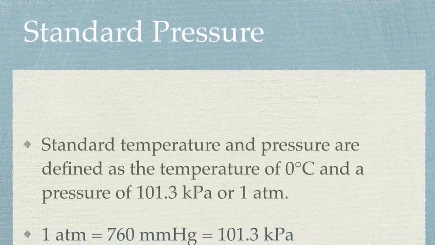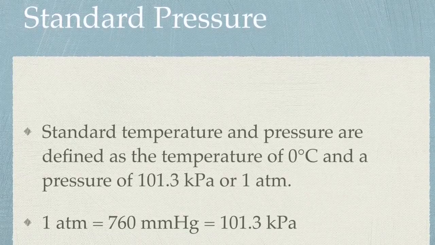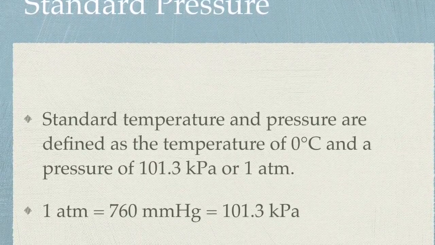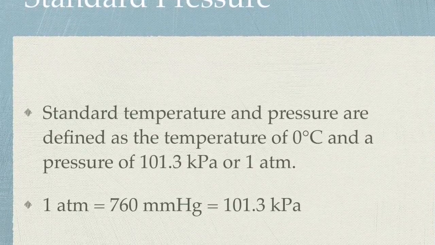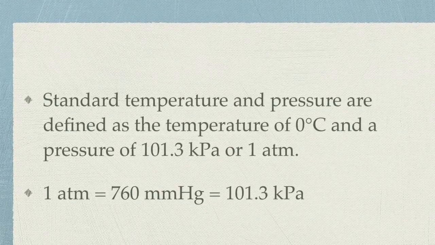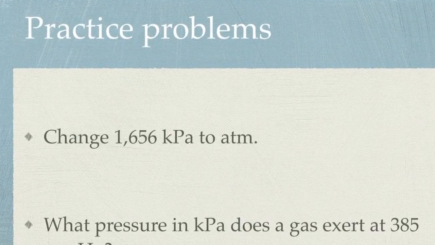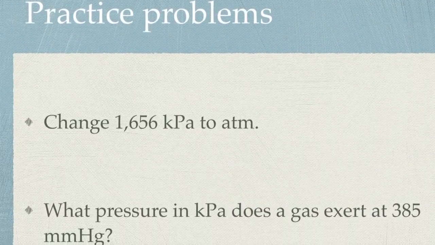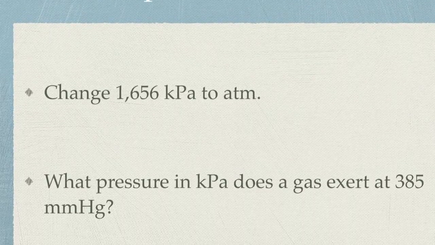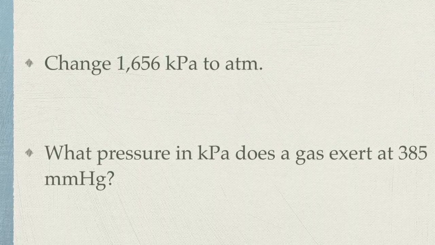Standard pressure. Standard temperature and pressure are defined as the temperature of 0 degrees Celsius and a pressure of 101.3 kPa or 1 atm. 1 atm equals 760 millimeters of mercury equals 101.3 kPa. Practice problems. Change 1,656 kPa to atm. What pressure in kPa does a gas exert at 385 millimeters of mercury?